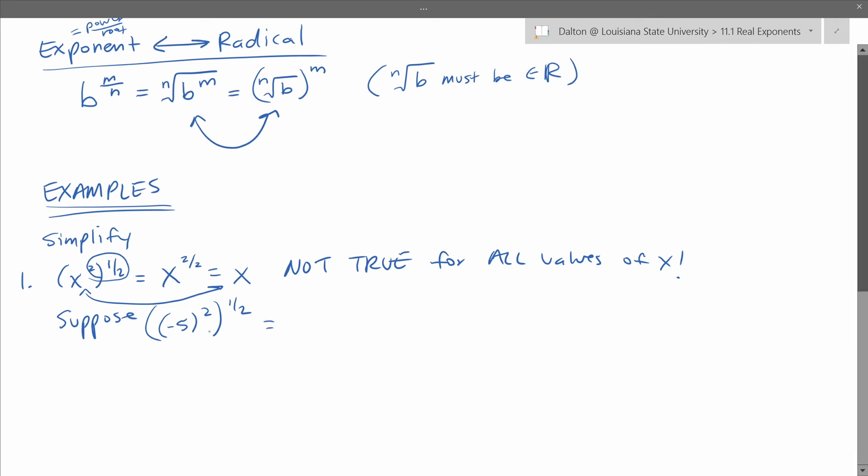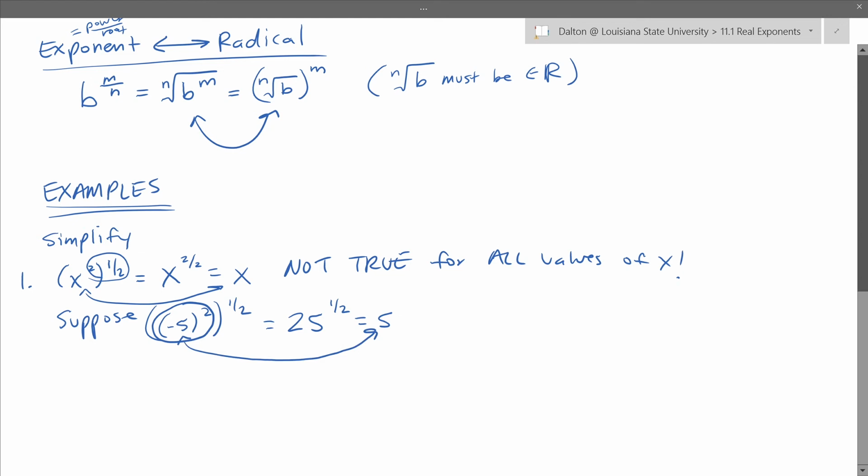-5 squared is the same thing as -5 times -5, which is positive 25. And then 25 to the 1/2 power. 1/2 is another way of asking for the square root. So the square root of 25 is 5. So you see here, our initial value is not the same thing as my answer.